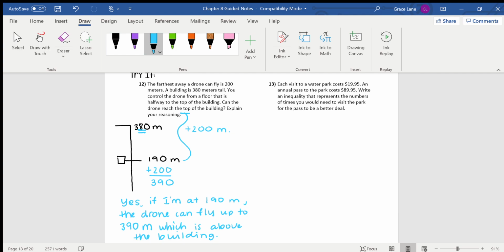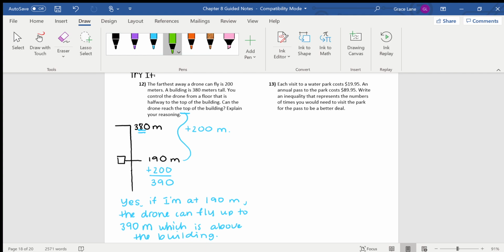Okay, last one. Each visit to a water park costs $19.95. An annual pass to the park costs $89.95. Write an inequality that represents the numbers of times you would need to visit the park for the pass to be a better deal. So if you buy like a season pass, I guess, you have to pay the $89. One visit is $19.95. So it might be cheaper to get the annual pass, but that would depend on how many times you go.